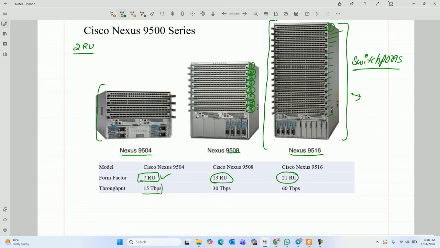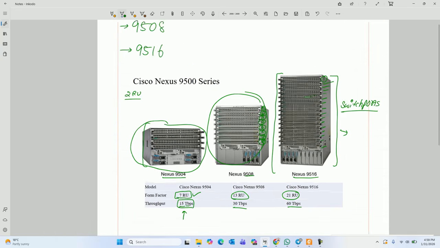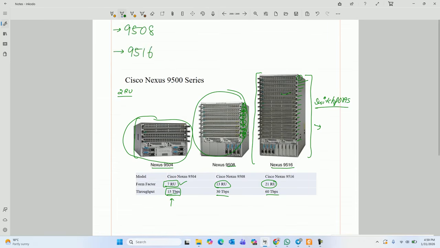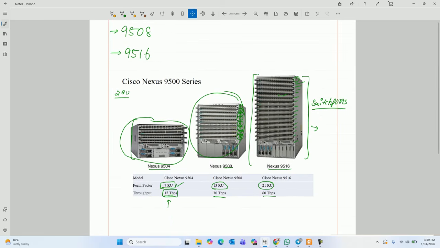Then the total throughput in 1 second, 15 terabytes per second. This entire chassis can handle this amount of traffic. This chassis can handle 30 Tbps and this chassis can handle up to 60 Tbps, terabytes per second. So you can imagine their capacity or their power, the 9500 series switches. So I hope it makes sense now.